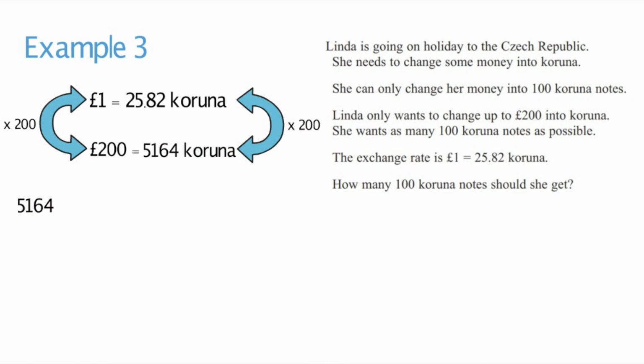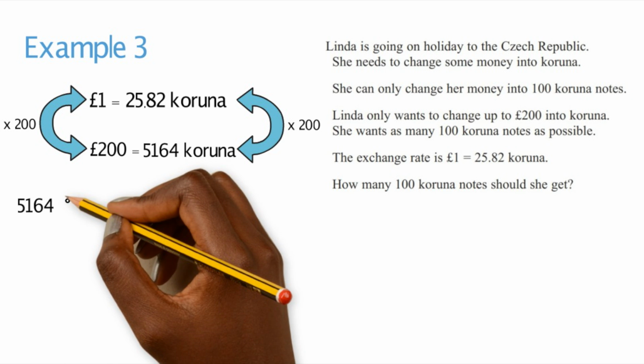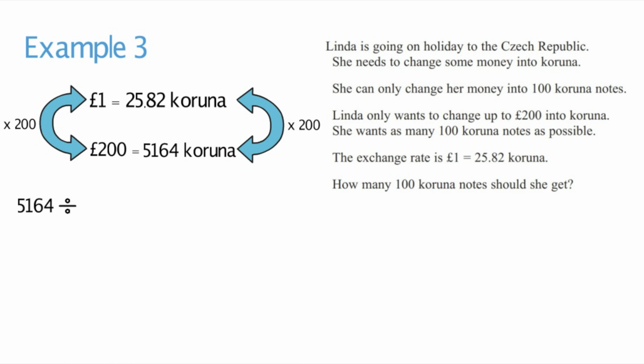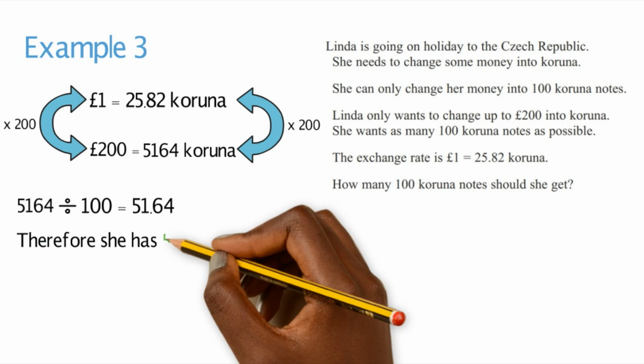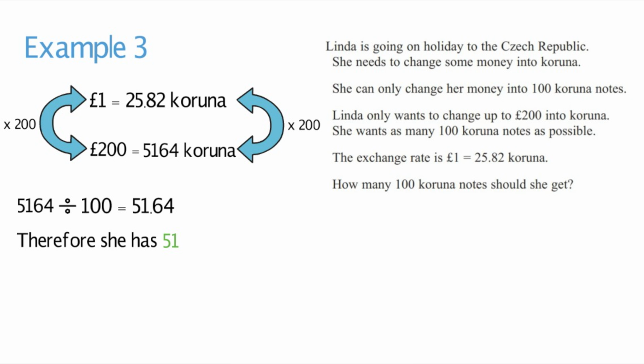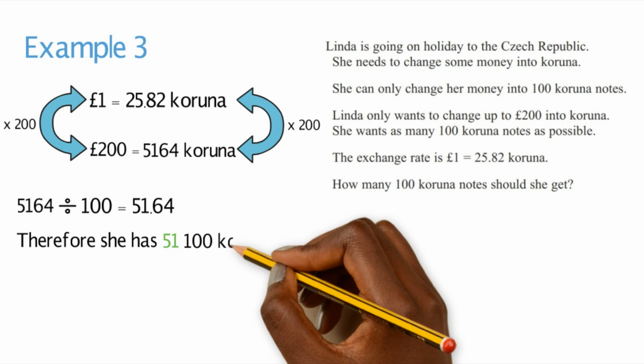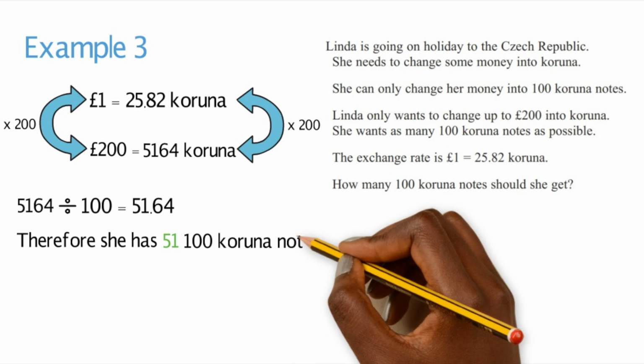Then to work out how many koruna notes she has, divide how much money she has by 100. That would tell you that it's equal to 51.64 koruna notes. But because it's how many whole notes she has, and when it comes to these types of questions, you can't really round up how many notes someone has, she would only have 51 100-koruna notes.